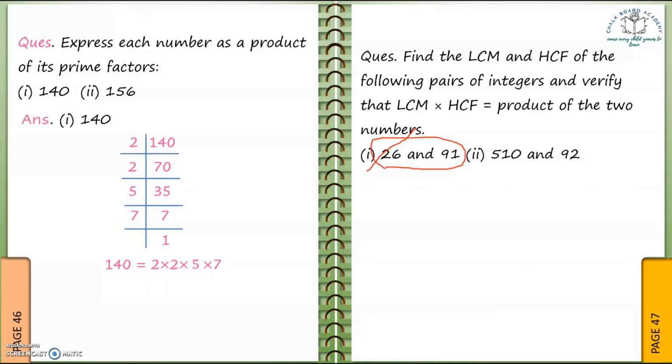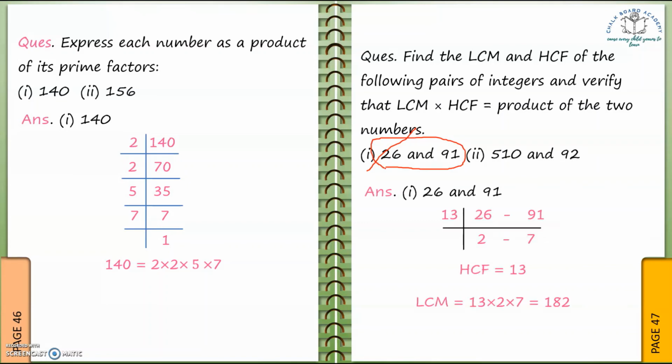Here I will find out the LCM and HCF, and then we'll prove LCM into HCF is equal to the product of the two numbers. So the first part is HCF. For that I am doing prime factorization, like I have written 26 here and then 91 here. Now both the numbers are part of the 13 table. So 13 twos are 26 and 13 sevens are 91. So the HCF here becomes 13. Now to find out the LCM, I have to simply multiply this 13 with these two numbers. So 13 into 2 into 7. So the answer becomes 182.